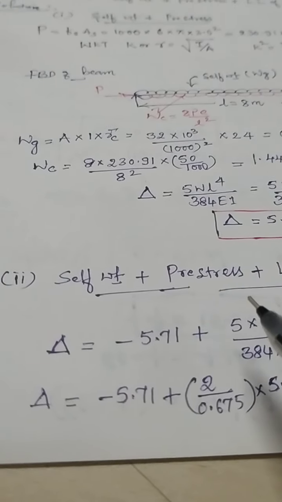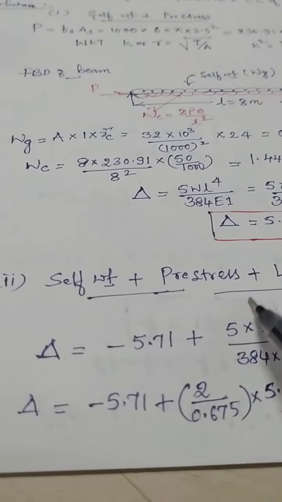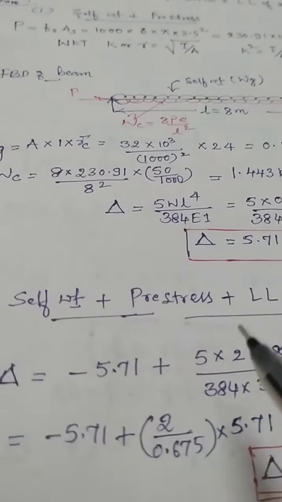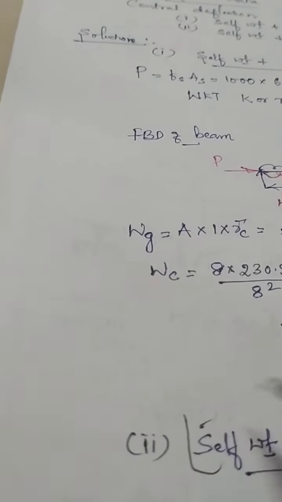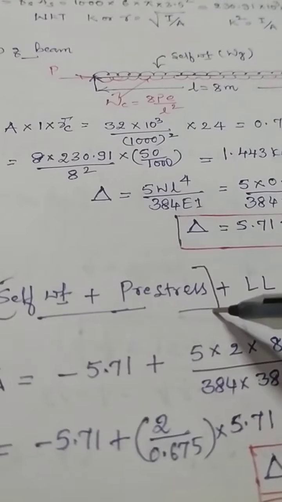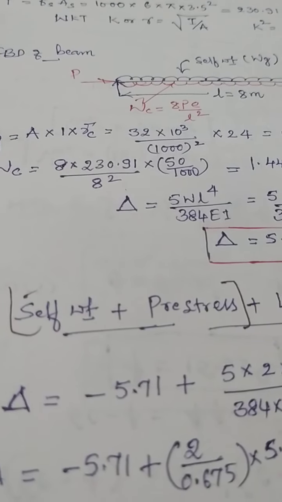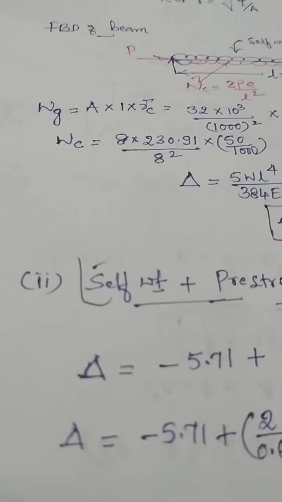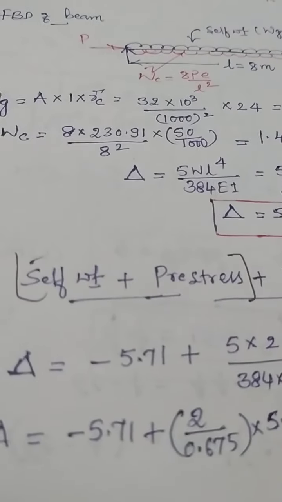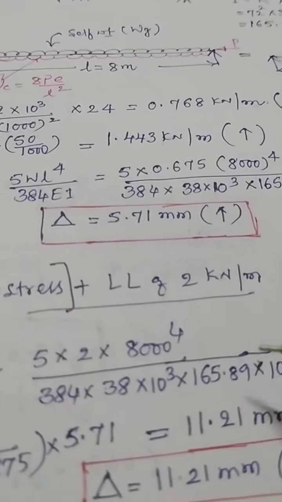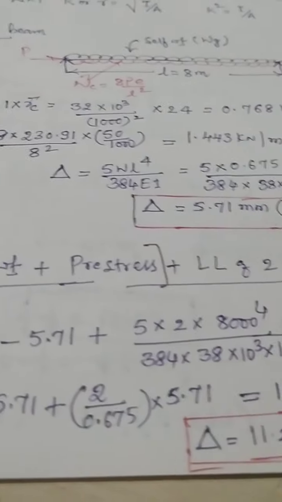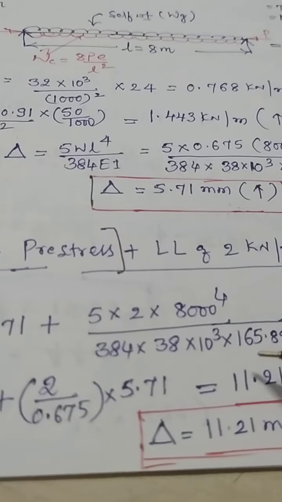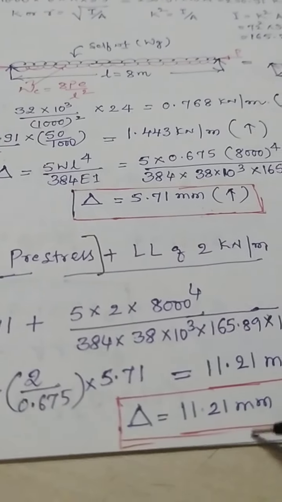Then come to deflection due to self-weight, pre-stress and external load 2 kilonewton per meter. Already we know this value due to self-weight and pre-stress, that is minus 5.71. Then this is definitely a downward, minus 5.71 for this one. This is live load deflection, that is 5W L raised to 4 divided by 384 EI. Otherwise you can calculate this one in a simple way.